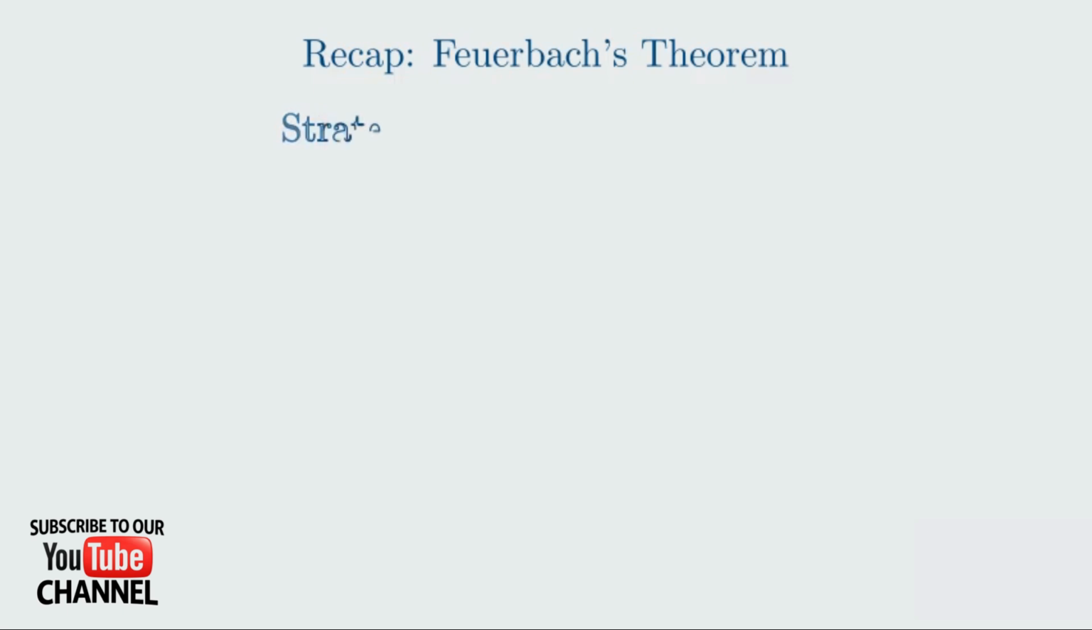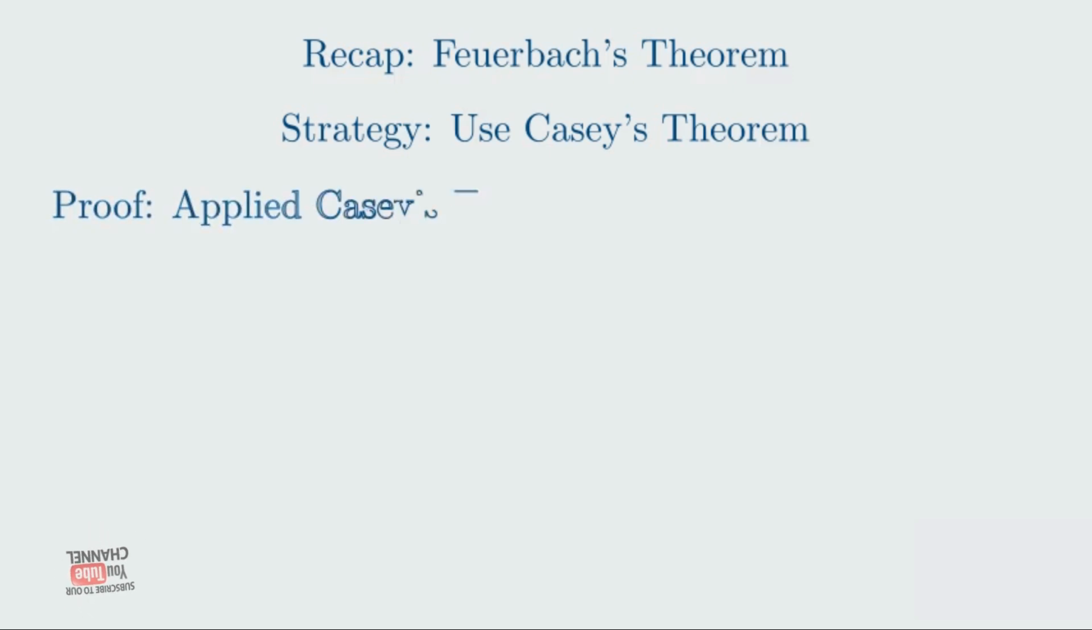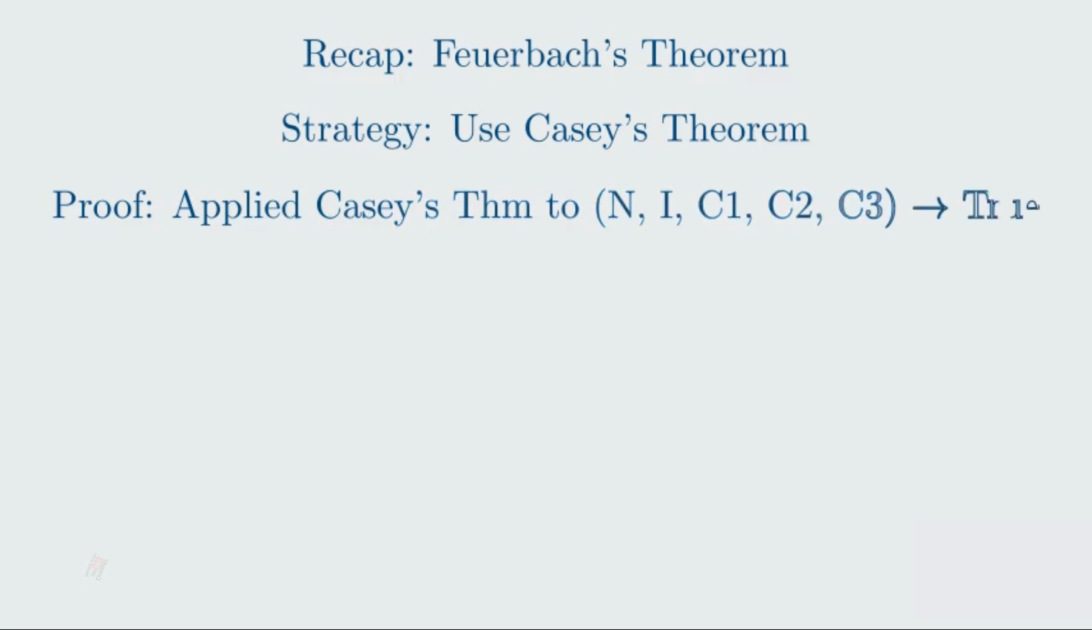Our strategy was to identify a suitable 5th circle, the 9-point circle, and 4 other circles that are tangent to it. We constructed 3 special circles, C1, C2, and C3, centered at the midpoints of the triangle's sides. We showed these circles are tangent to the 9-point circle and the incircle. By applying Casey's theorem to the 9-point circle, the incircle, and these 3 midpoint circles, and performing the necessary algebraic simplifications, we arrived at a true identity. This identity confirmed that our initial assumption was correct, and thus the 9-point circle is indeed tangent to the incircle.